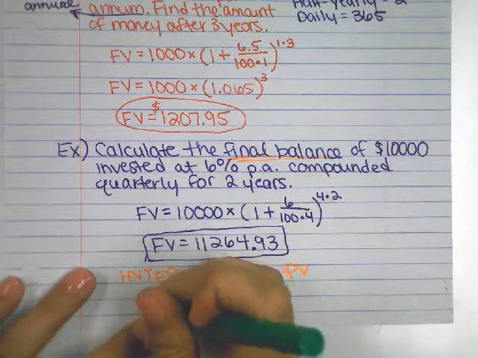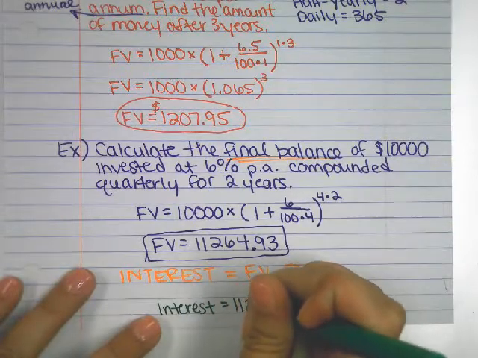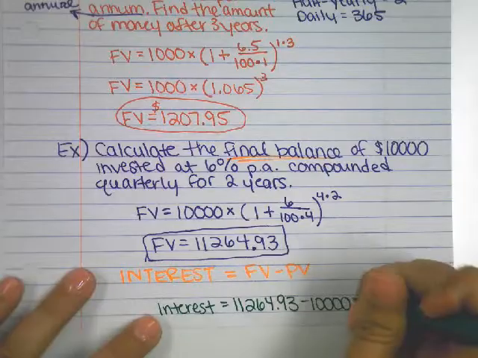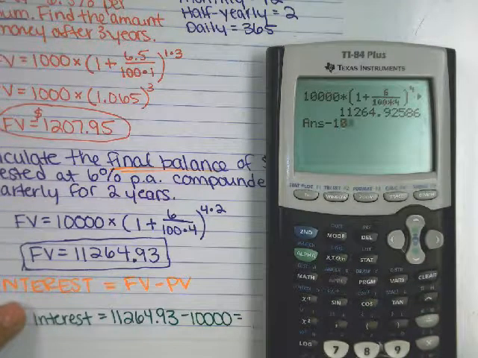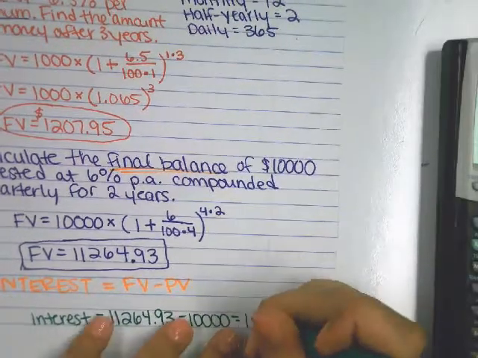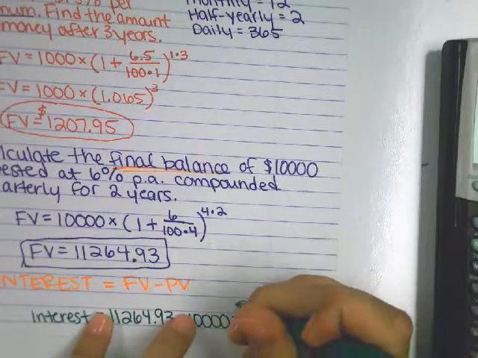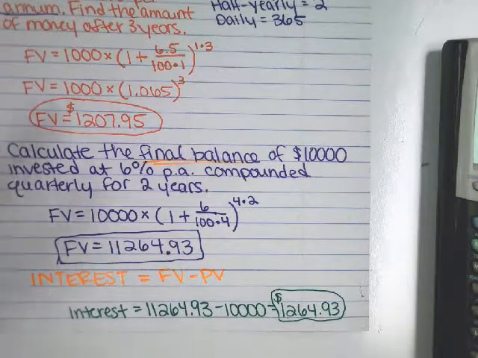So for how much interest, we take our new amount minus our starting amount, and that's going to tell us the amount of interest we earned, which is $1,264.93. By doing this, by leaving our money in the account for 2 years, we made $1,264.